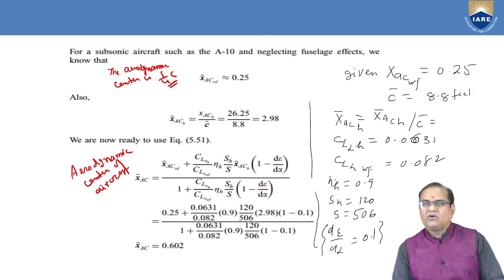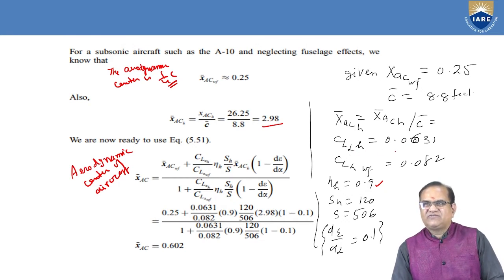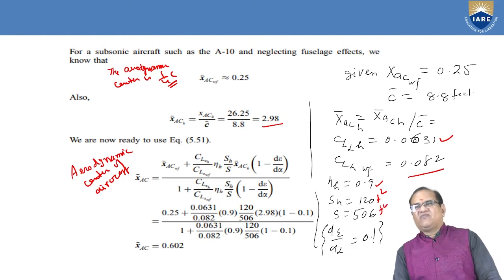Here you can see eta H is given as 0.9, and X bar ACH we found as 2.98. CL alpha H we found as 0.0631, and CL alpha wing fuselage we found as 0.082. SH is 120 feet squared, S is 506 feet squared, and d epsilon by d alpha is 0.1.